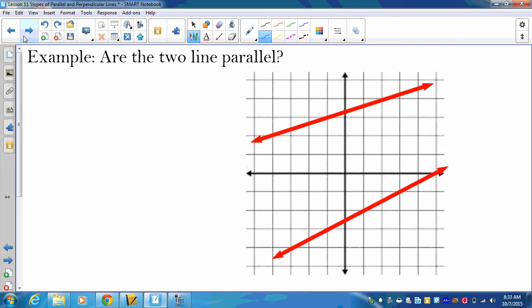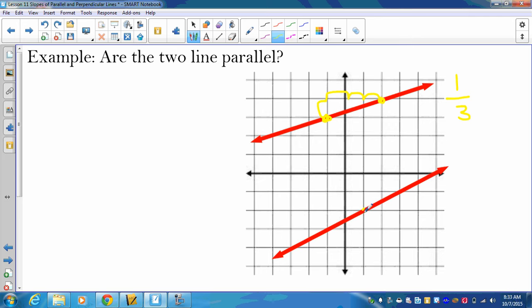So if we want to check if two lines are parallel, all we need to do is check their slopes and see if they're the same. If they're the same, then they're parallel. If they're not the same, then they're not parallel. So let's look at this line. I'll pick 2 points on the line. Let's pick this point and this point. And I'm going up first, then over. So up 1, to the right 1, 2, 3. So the slope of that line is 1 over 3.